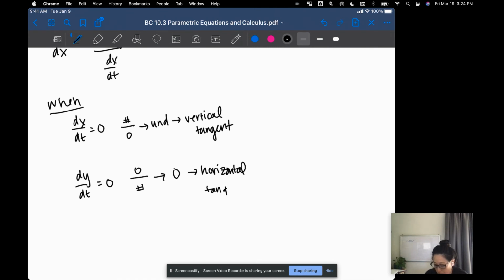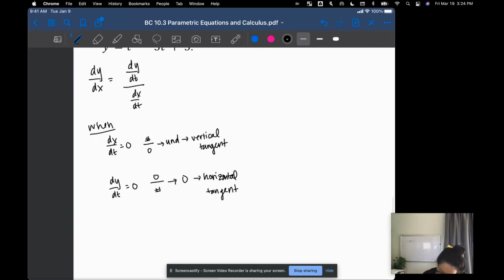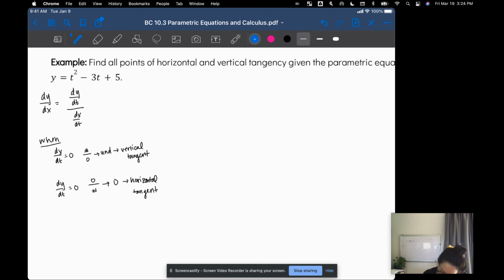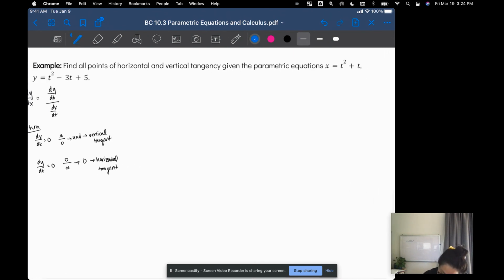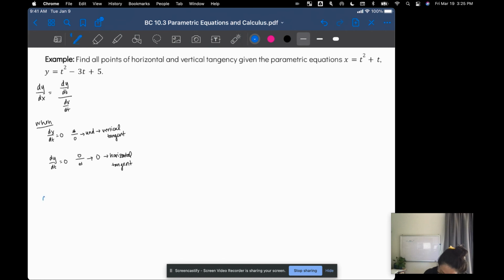Okay, so let's go ahead and figure out what our, given our equations, I'm gonna write it over here. dx/dt: the derivative of t squared plus t would be 2t plus 1. And then dy/dt is equal to 2t minus 3.